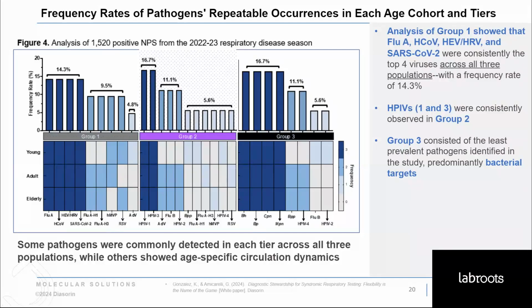So what we found is some pathogens were commonly detected in each tier across all three populations, while others show age-specific circulation. For example, when we did the analysis for group 1, it revealed that flu A, human coronaviruses, entero and rhino, and SARS-CoV-2, represented in that dark blue, consistently ranked as the top 4 viruses across all three populations with a frequency of 14.3%. Under group 2, parainfluenza 1 and 3 was consistently observed for those patients that will need a reflex panel that goes beyond 7 targets.